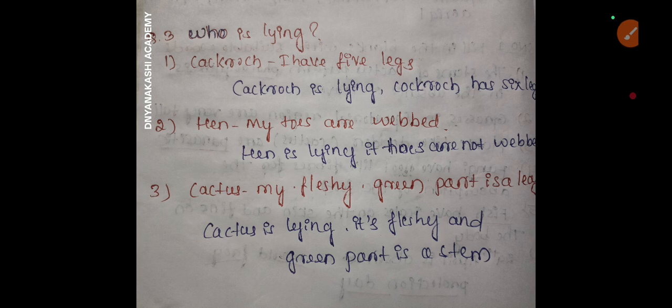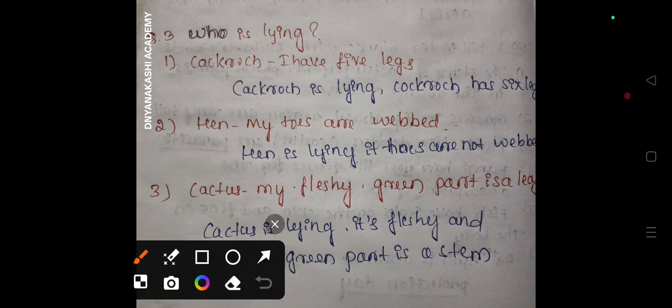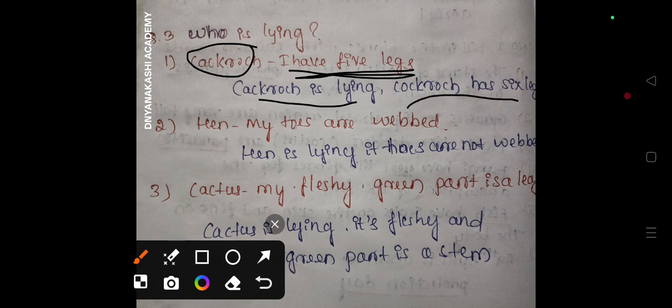Next question. Who is laying eggs? It means cockroach. Cockroach is the first question. I have six legs. Is it possible? Check it. Cockroach is a layer, yes, and cockroach has six legs.